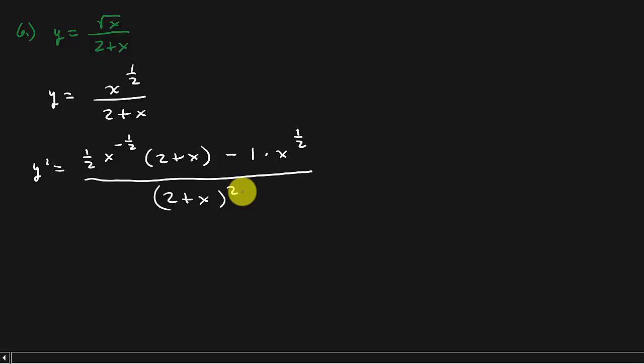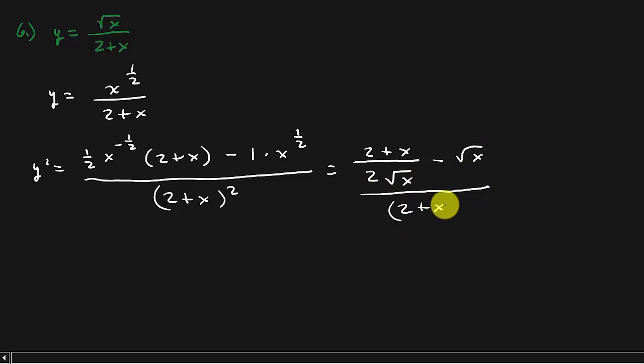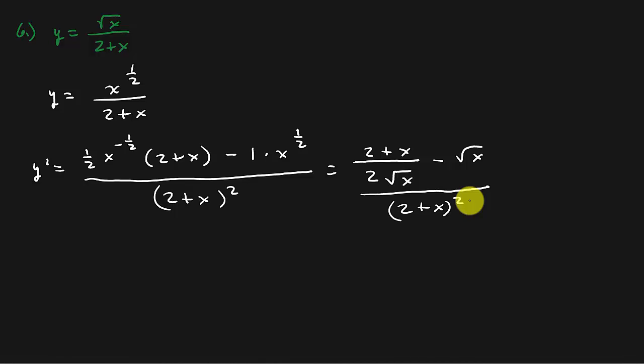Now let's look at simplifying this thing. This is going to be 2 plus x over 2 square root of x, minus square root of x, over 2 plus x squared. Do you leave it like that? I probably wouldn't. I would simplify it.